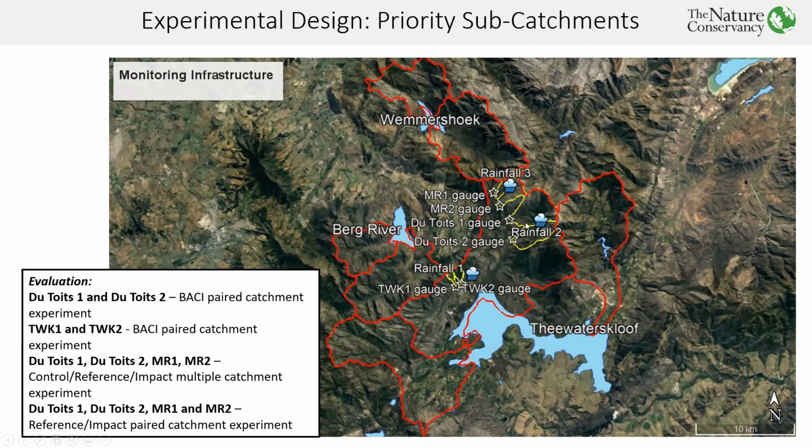So in each of these catchments, we have set up infrastructure to monitor the discharge or the stream flow in these catchments. And we're also monitoring the rainfall in these catchments using automatic logging equipment. So using different configurations or different combinations of these catchments, we are able to set up the paired catchment experiment and the control reference impact multiple catchment experiment.